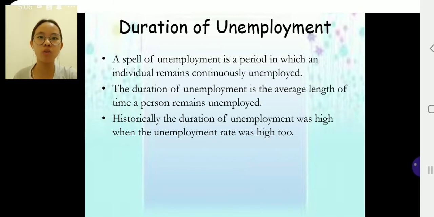For the long term one, it means that it is kind of a major problem of unemployment. But for the short term one, we can assume that people quickly enter a job or change their job like that. And historically, the duration of unemployment was high when the unemployment was high too.